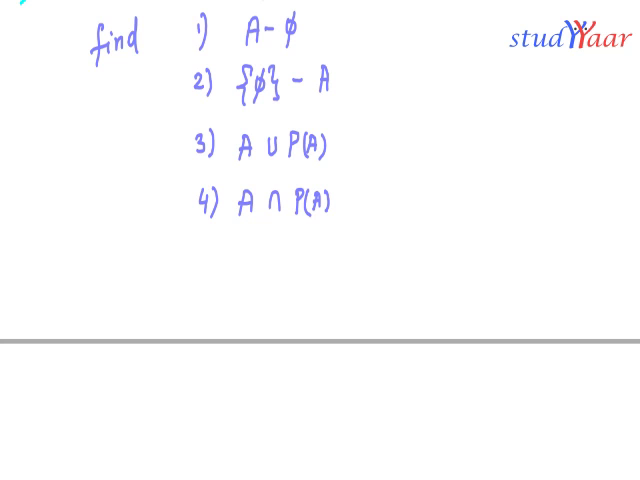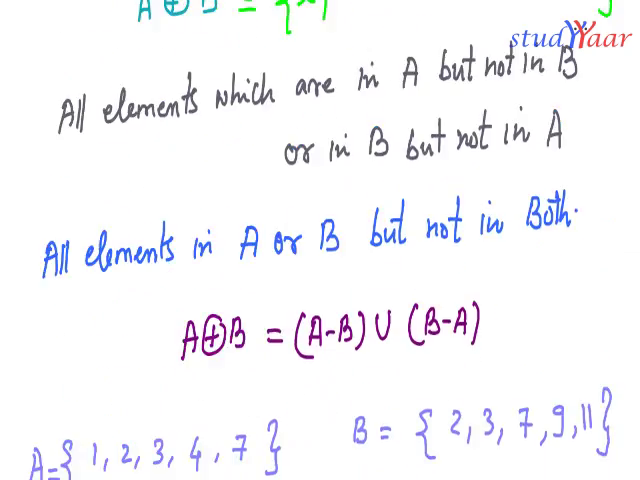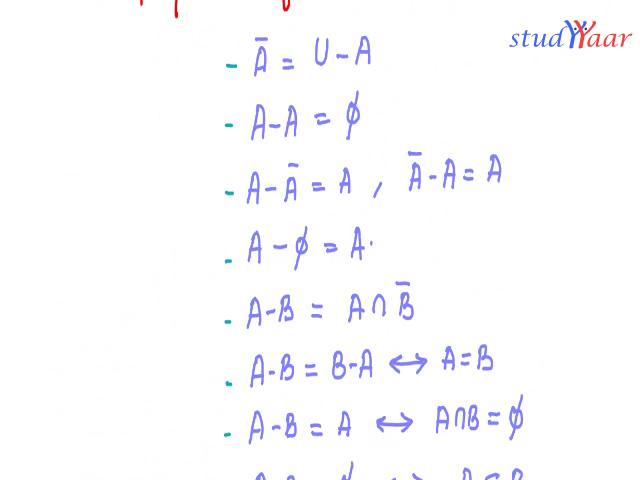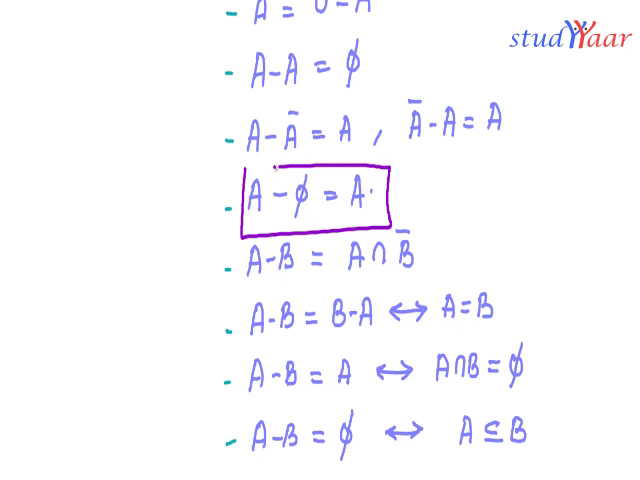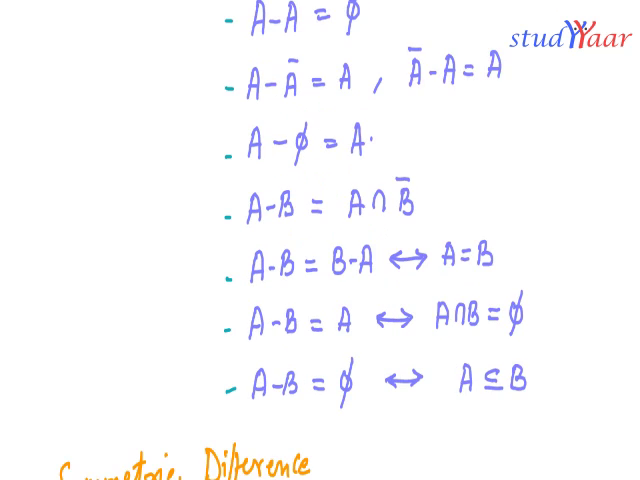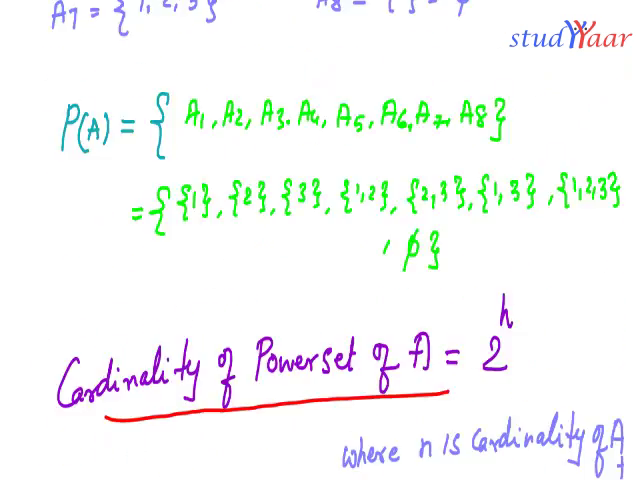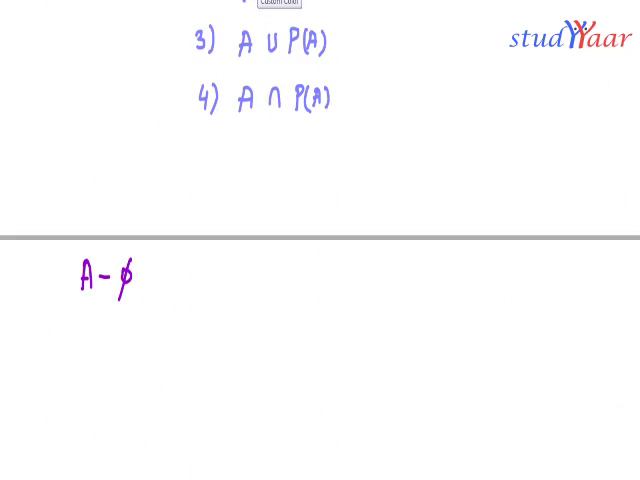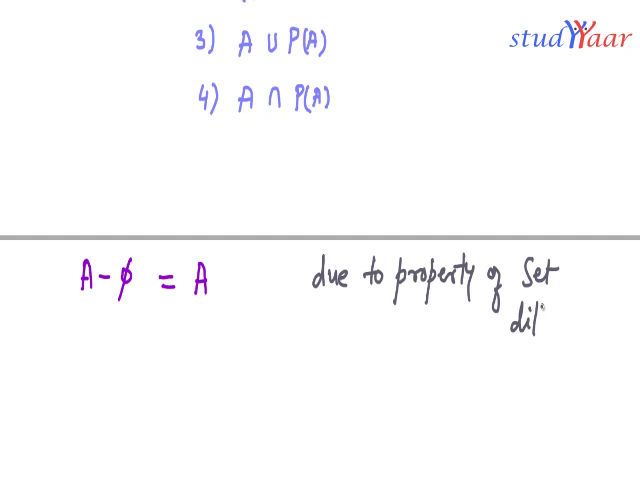For the first set, which is A minus phi, we already know the identity from when we did the identities on difference. A minus phi is always going to be A. So you do not have to do anything about this. You're simply going to say that A minus phi is equal to A, due to the property of set difference.